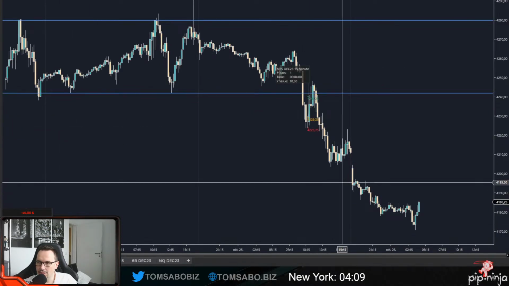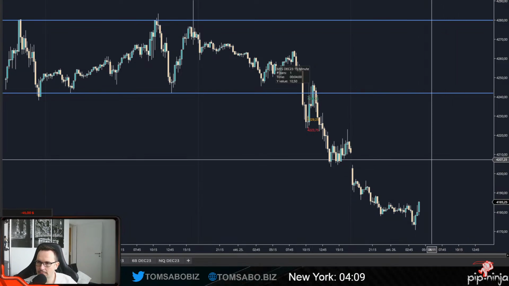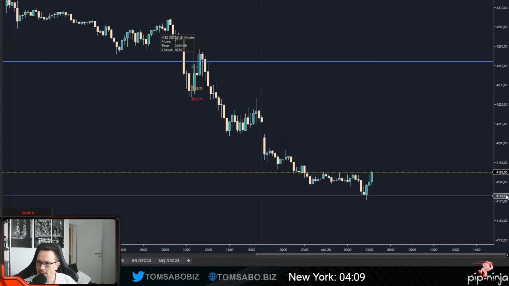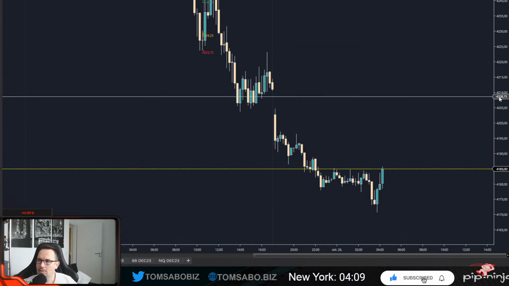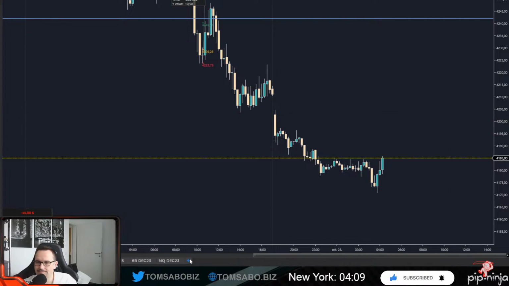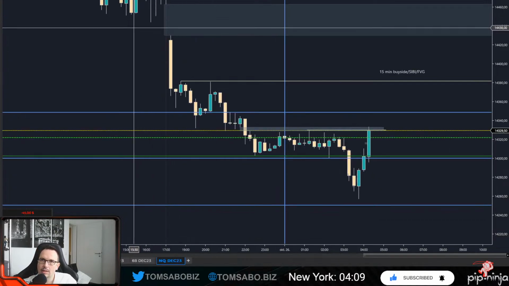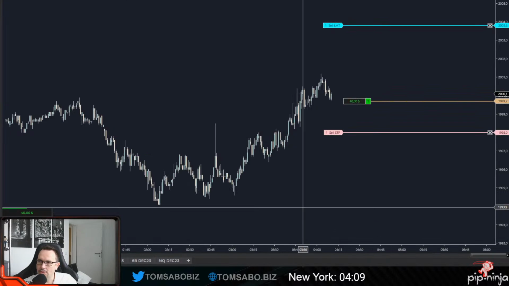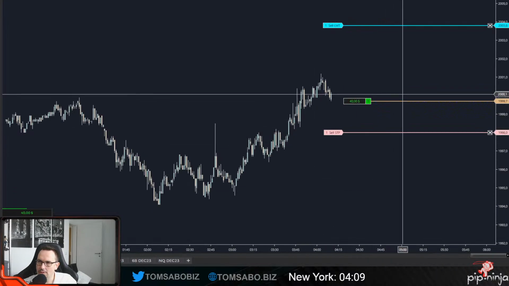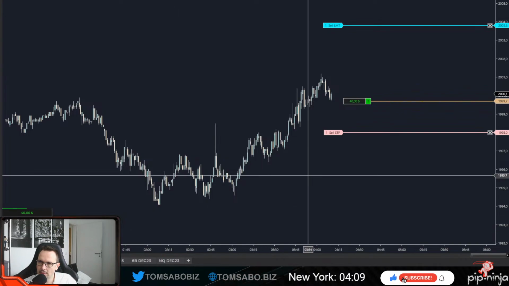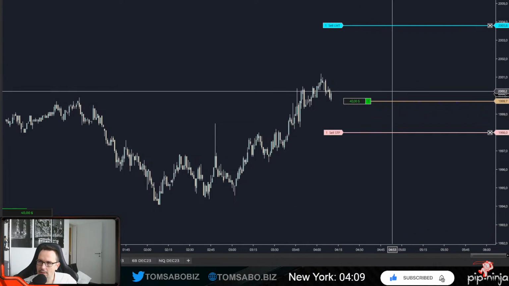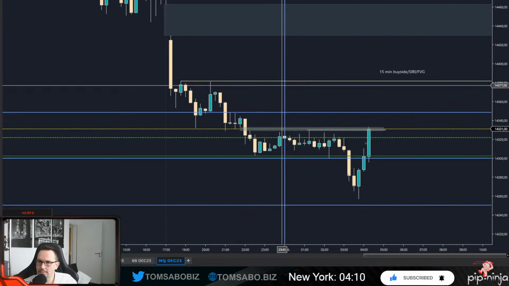NQ can do it. ES, this is the ES. I'm not trading ES in London session because it's too slow. But ES is trying to climb up as well. We'll see. Let's see how gold is doing. Gold, oh no, gold is back down again. If it doesn't really go anywhere, I might just close it. So that's it. Still waiting.